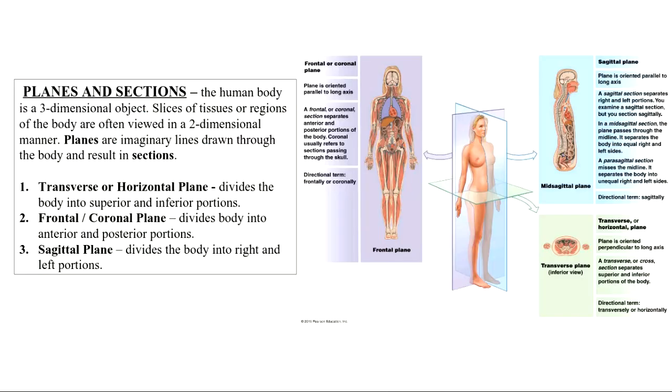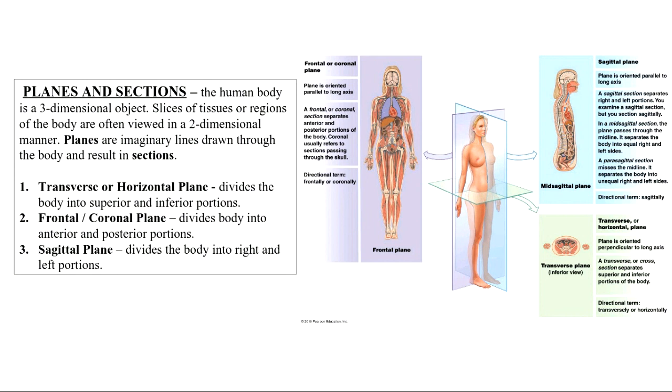Next, we have planes and sections. The human body, as you can see in the slide, is a three-dimensional object, and this is significant mostly from an imaging standpoint, being able to identify sections. But even in our textbook, when we try to look inside the body, we'll be slicing things up in different ways to see inside these different sections.